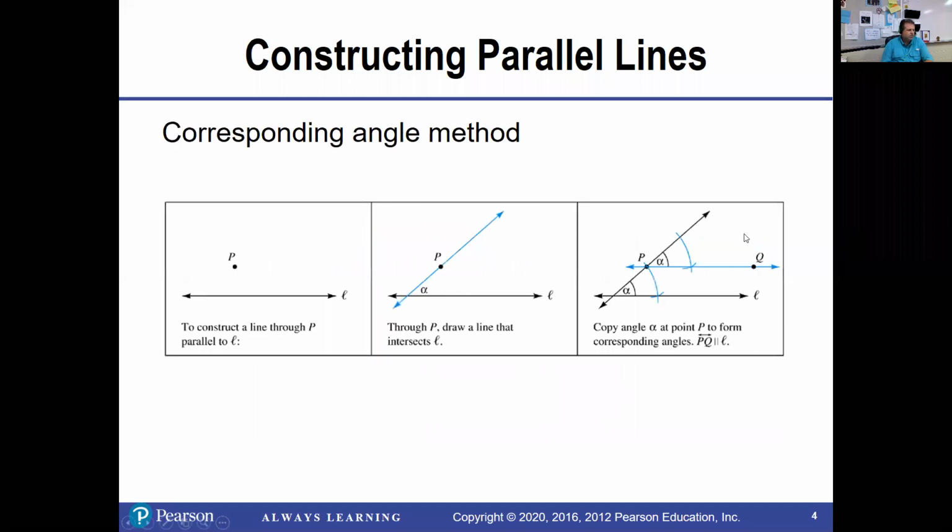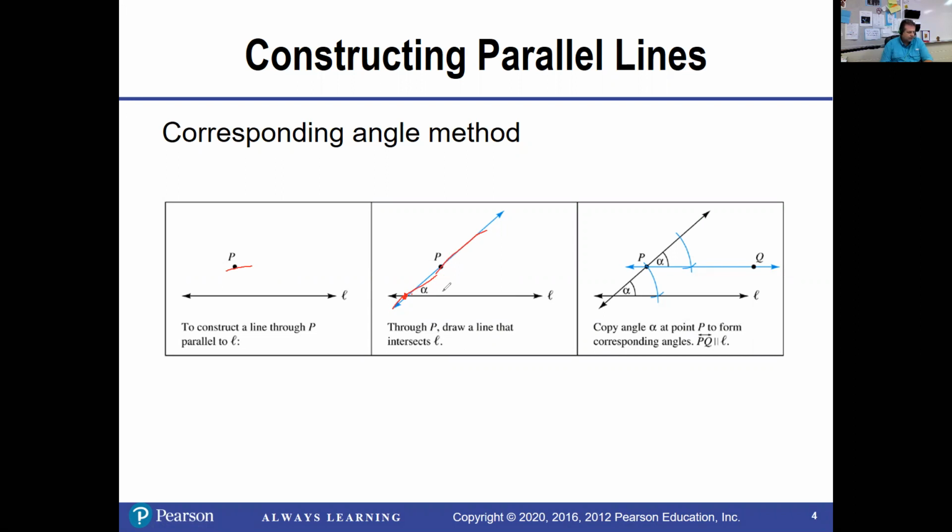Another way is using the corresponding angle property. Okay, this is kind of the one I always like to use. I don't know why I like this one better, but it's just kind of the one I do. All right, so again, we want to make this line that goes parallel through P. So we still make this line here. It doesn't matter where on L you make this. Okay, and what you're going to do is copy this angle. It says copy angle at point P.